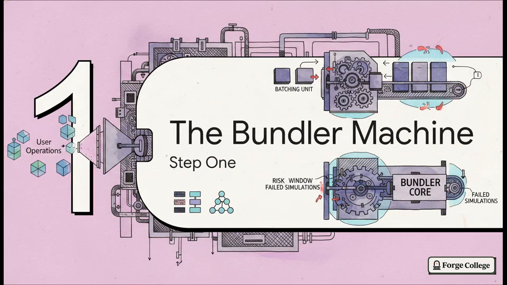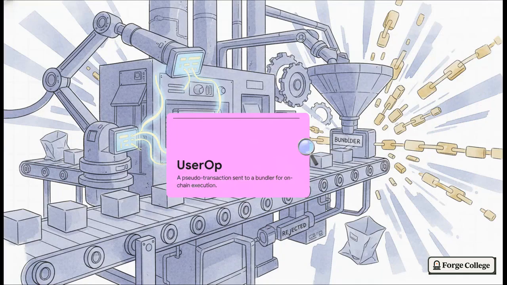Step 1. Meet the bundler machine. Now, in our previous lesson on synthesis and next steps toward implementation, we learned that batching UserOps saves gas, but it does increase the risk of failed simulations. Well, now we're putting that theory into practice. Right at the very center of this machine is the UserOp itself. Think of it as a pseudo-transaction object that users send to be executed on-chain. It's the raw package our factory is designed to intake, sort, and ship out. Because without a perfectly structured package, our machine just jams up entirely.